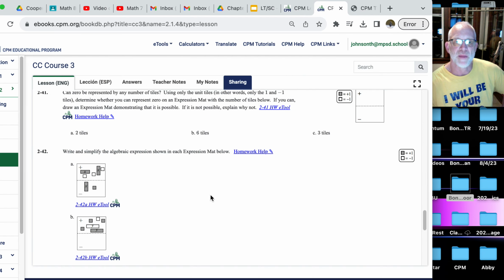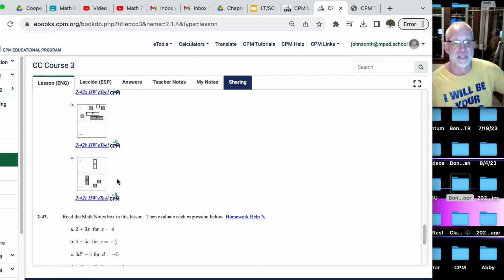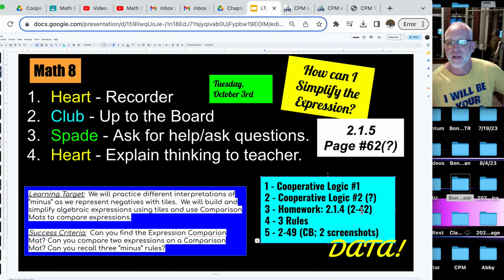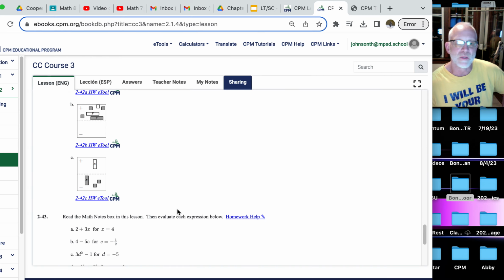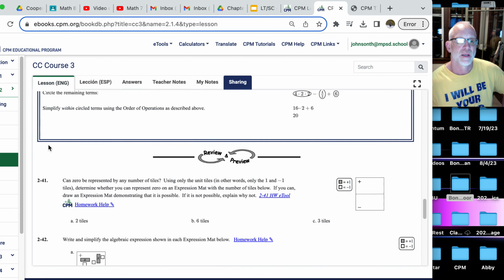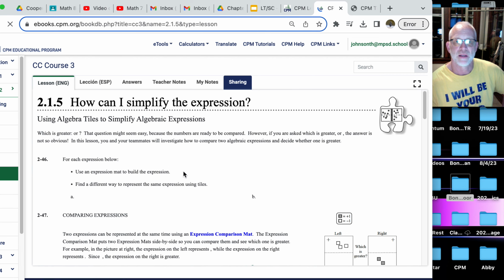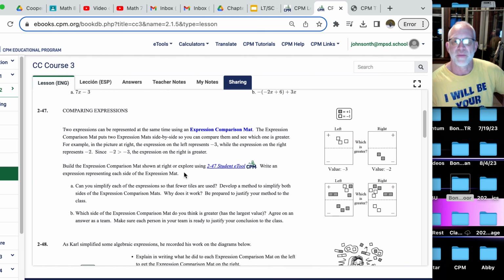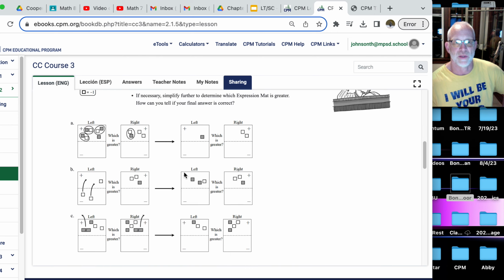The next problem that we have is the B and C. Those are the ones we really want to hit first in homework. Okay? So the kids get 15 minutes to work on the homework, and then we talk about the 3 rules. So we go back into the 2.1.5, and it says, how can I simplify the expression? And we compare these.